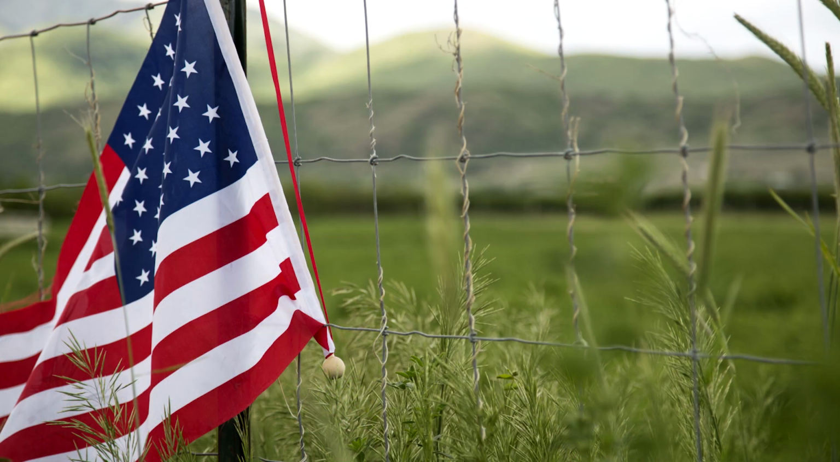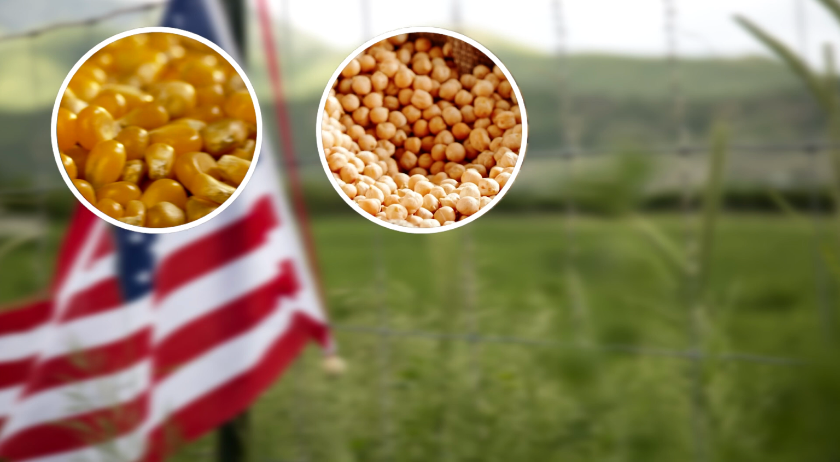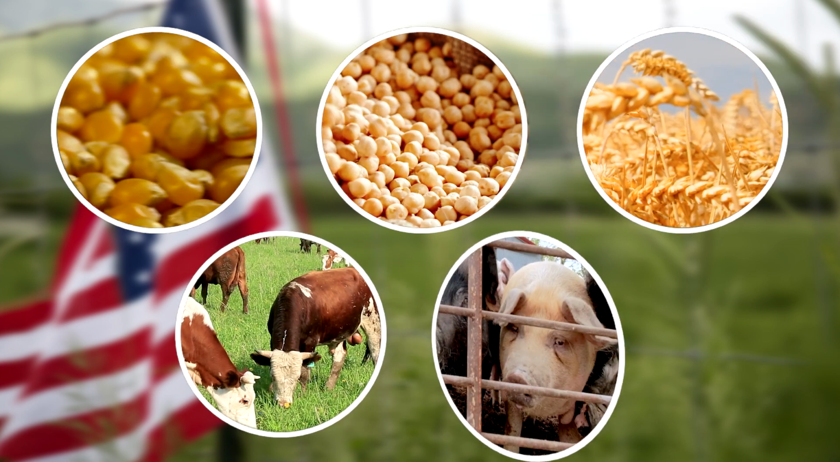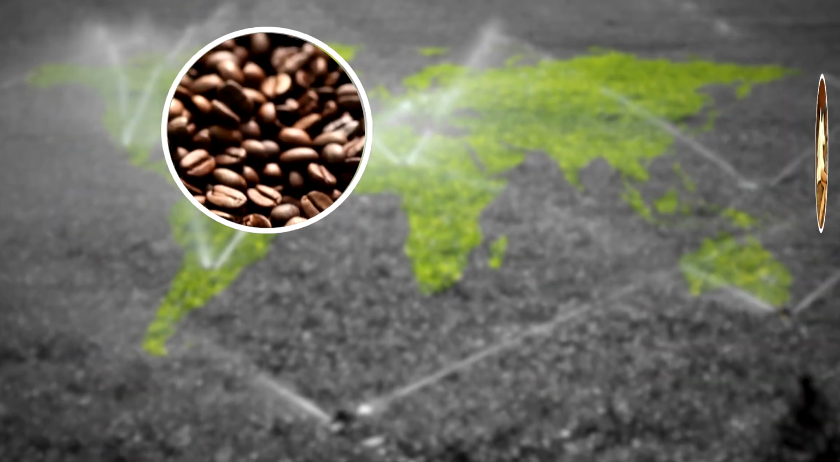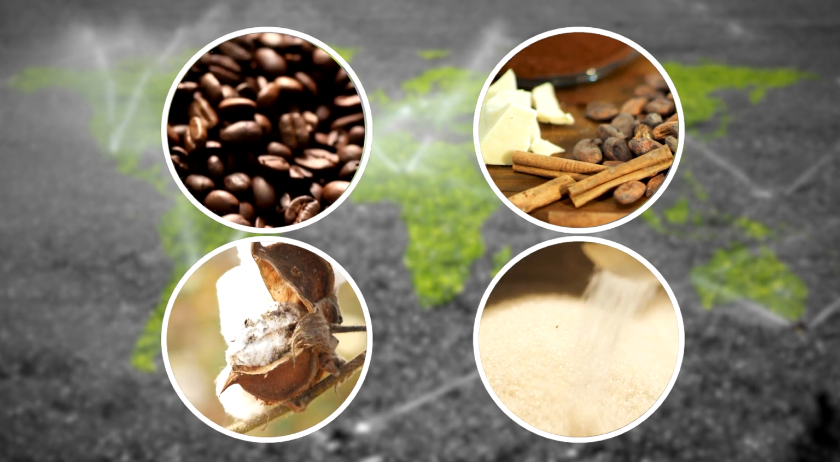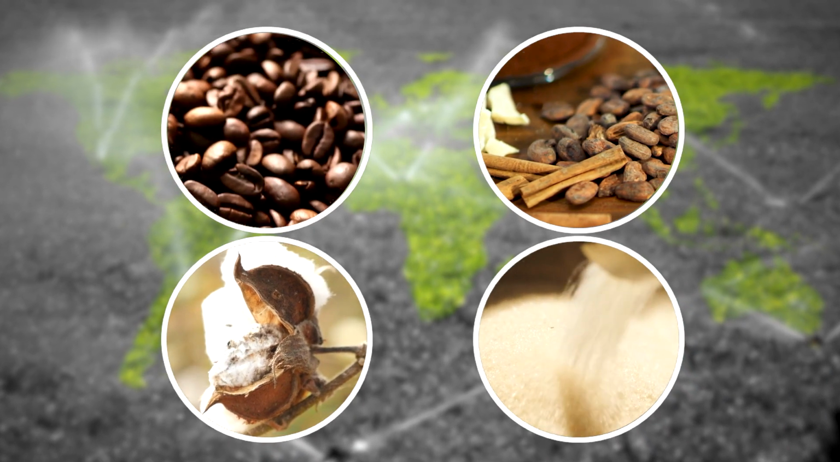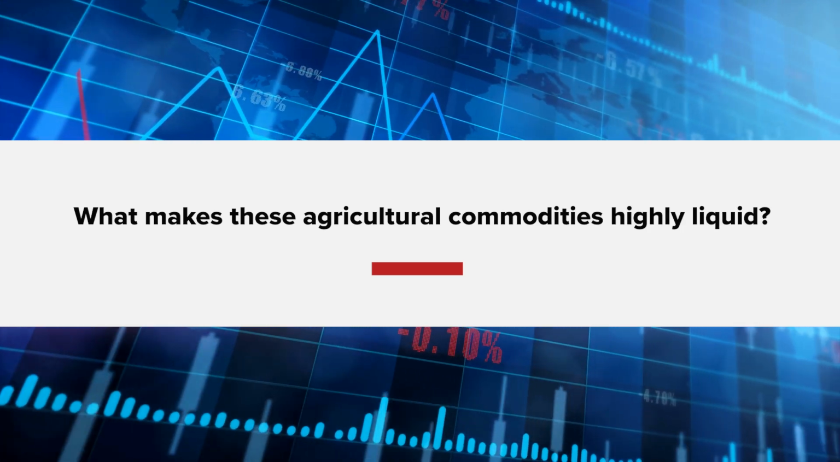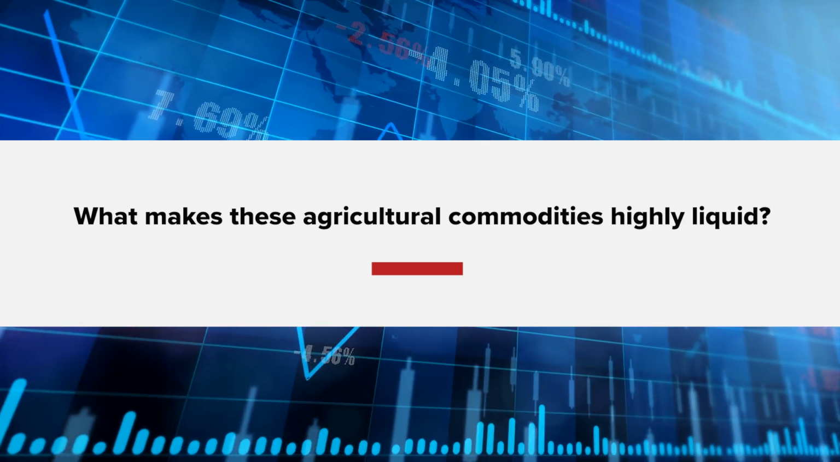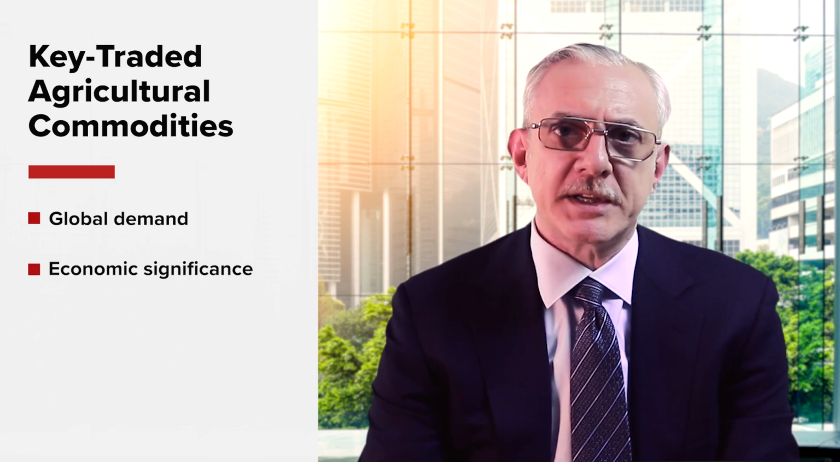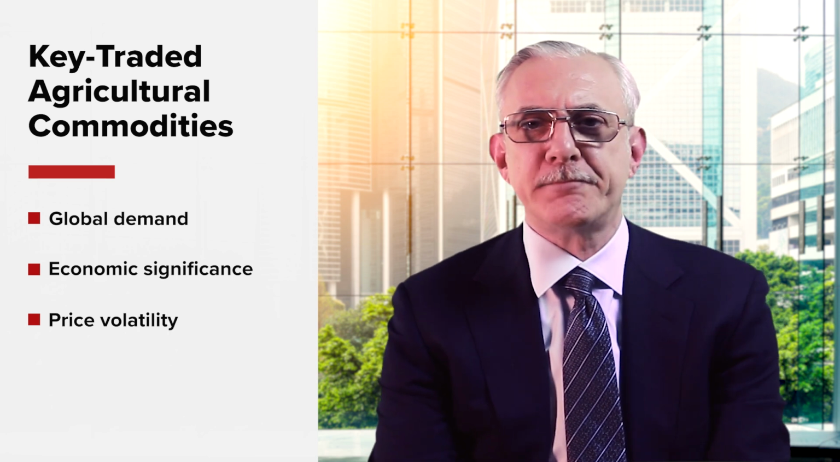In the United States, for example, the most heavily traded agricultural commodities by volume include corn, soybeans, wheat, live cattle, and lean hogs, while globally they also cover coffee, cocoa, cotton, and sugar, mainly given their importance to both industrial and consumer markets. But what makes these commodities so dominant on most of the major exchanges on which they trade? Well, it basically boils down to three key components, and those are global demand, economic significance, and price volatility. So now let's examine some of the key traded agricultural commodities in more detail.